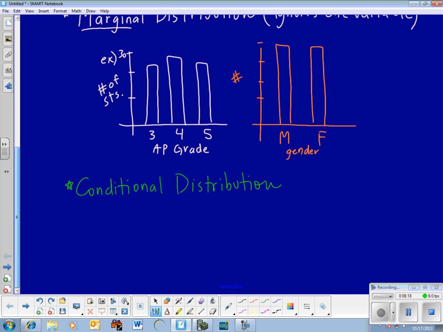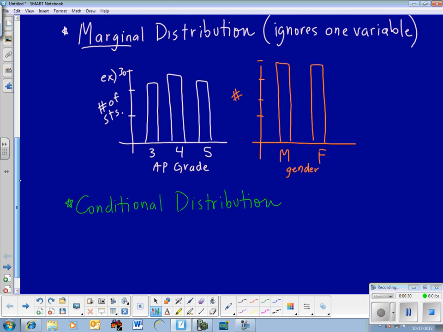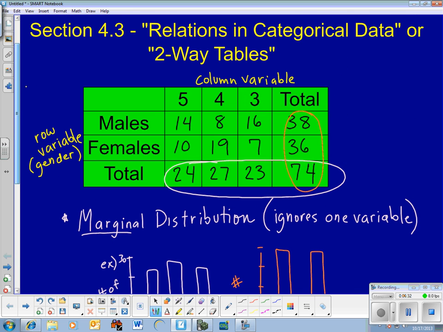A conditional distribution looks at one specific value of one of the variables. However many rows and columns there are in your table, that's how many conditional distributions there are. For our specific table, there are 6, and here they all are. Here's one. This is a conditional distribution. Here's another. Here's another. That's just looking at the 5s, 4s, or 3s, completely separate.